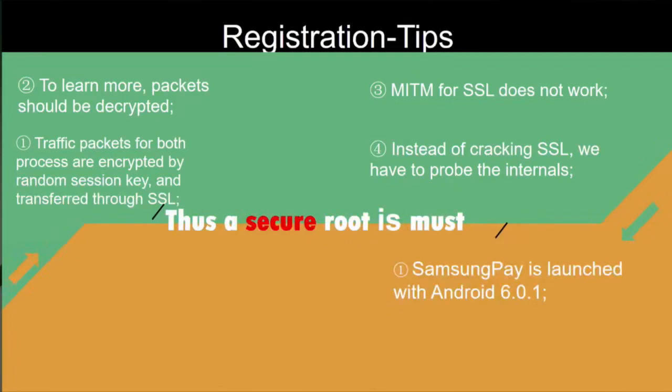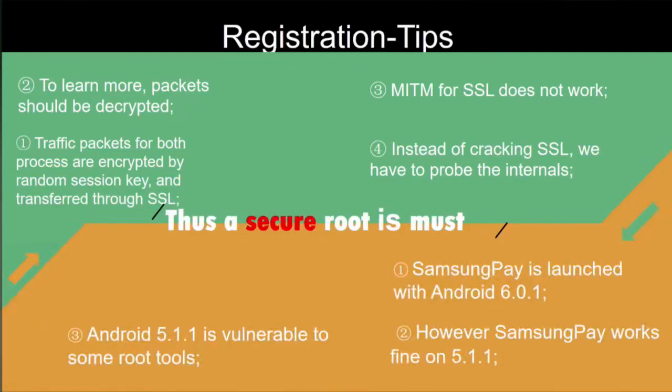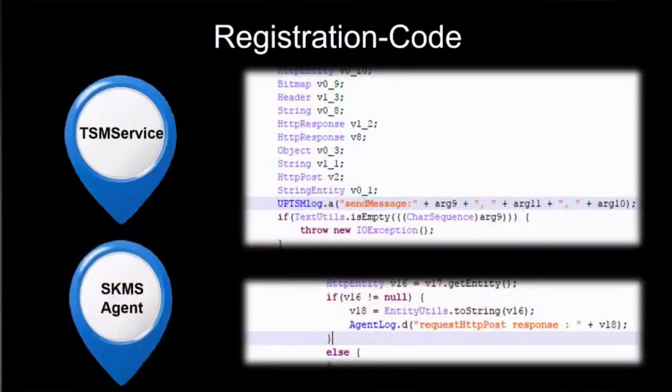The fact is Samsung Pay was launched with Android 6.0, but it works on 5.1. And 5.1 is vulnerable to some root tools like Dirty Cow, so we can gain root access temporarily, and that's enough for us. With root access, we examined the code of the TSM service and SKMS agent, and we found some code snippets that could help us get the plaintext, because they are doing logging. They are doing all the logging, but in practice we can't catch the logs because they are disabled.